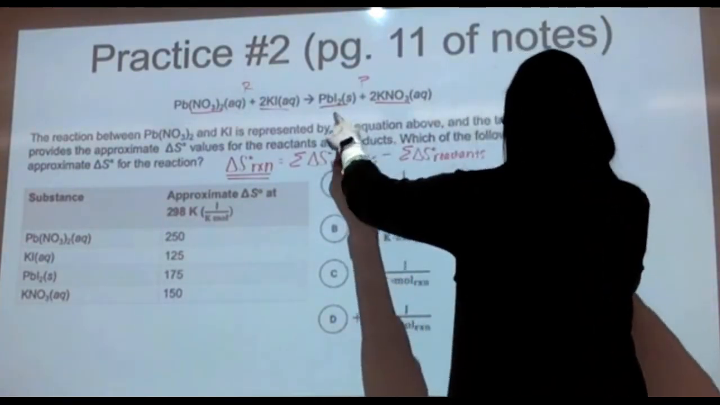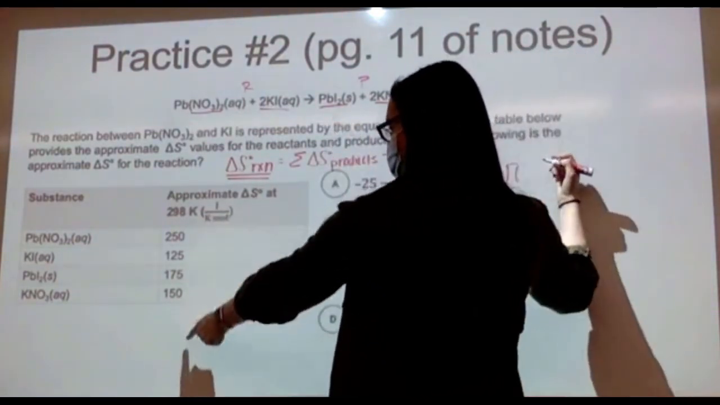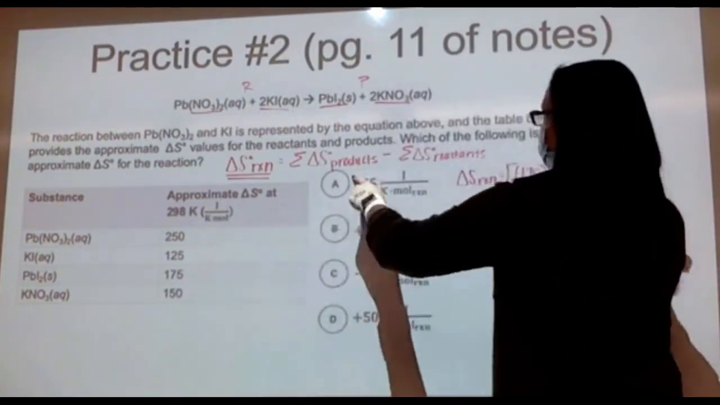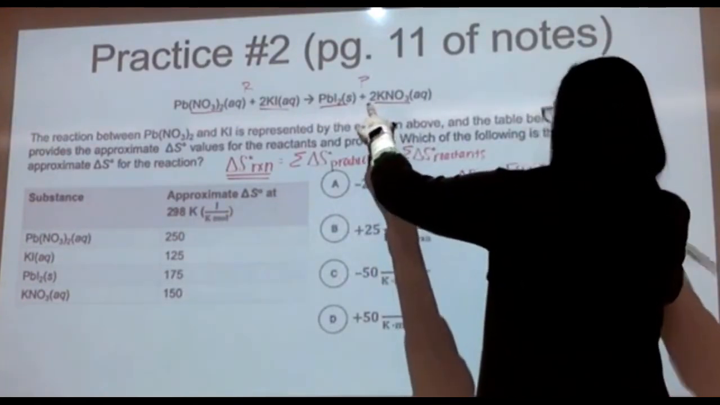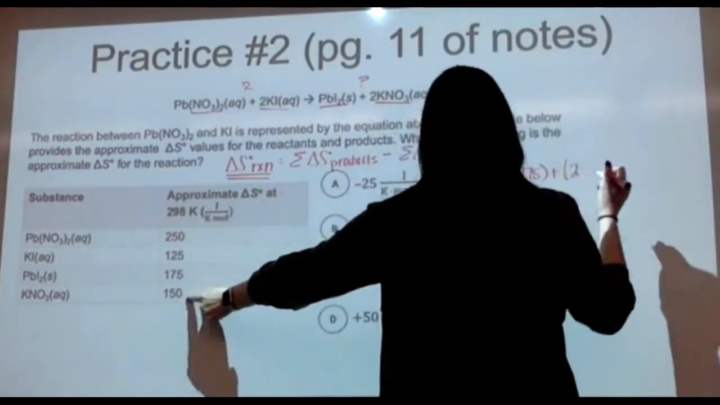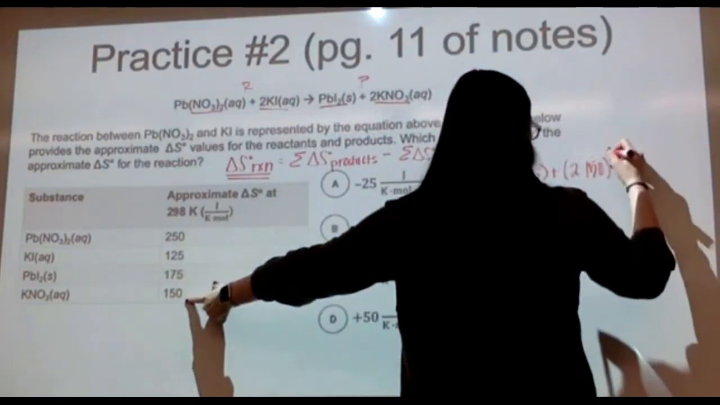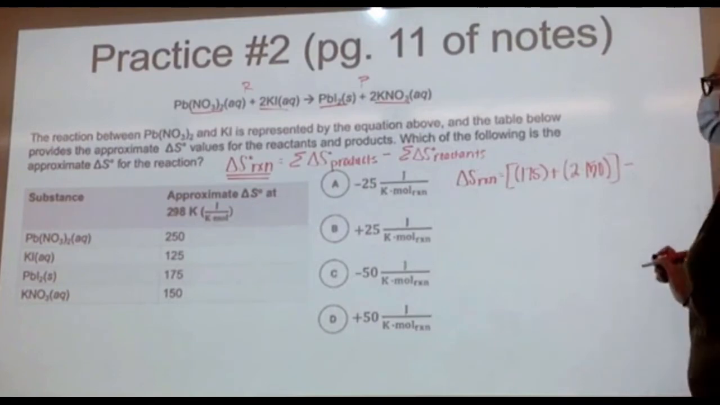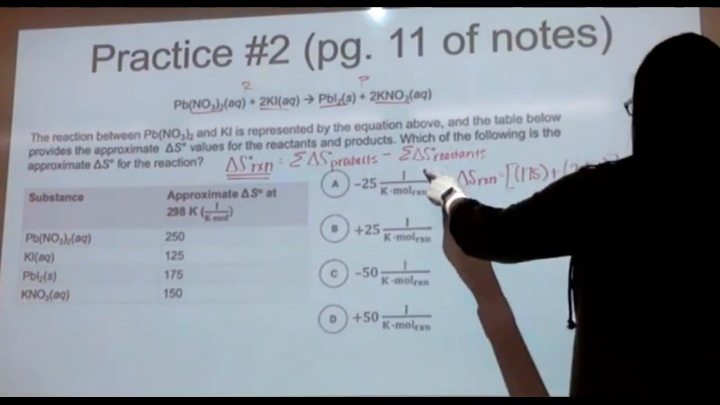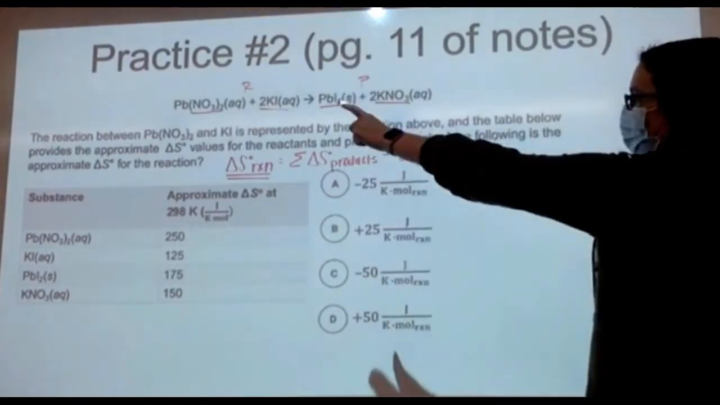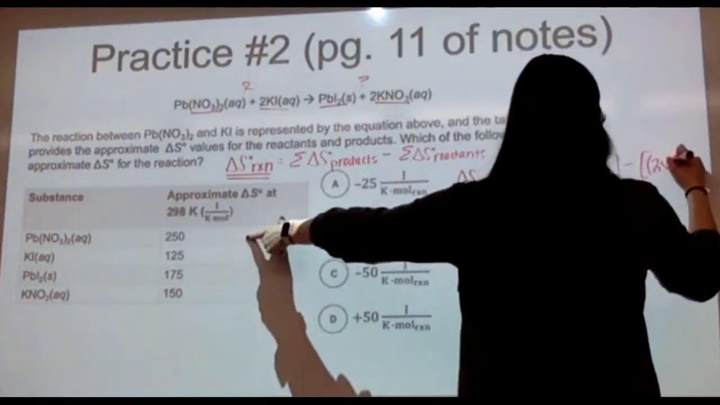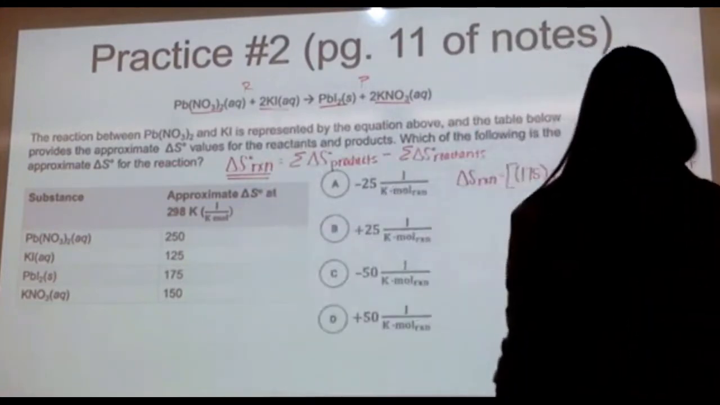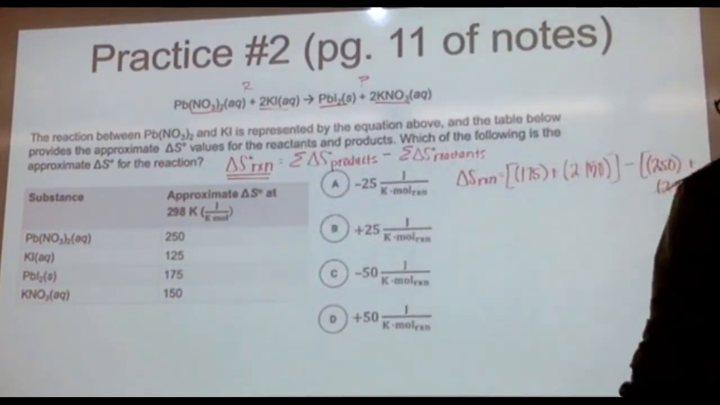So I have PbI2. Look in the table, it's 175. Plus, I need to add up all of the products. 2 times potassium nitrate, which is 150. So here's all of my products, minus, add up all of your reactants. So lead-2 nitrate is 250. 2 times potassium iodide, 2 times 125.